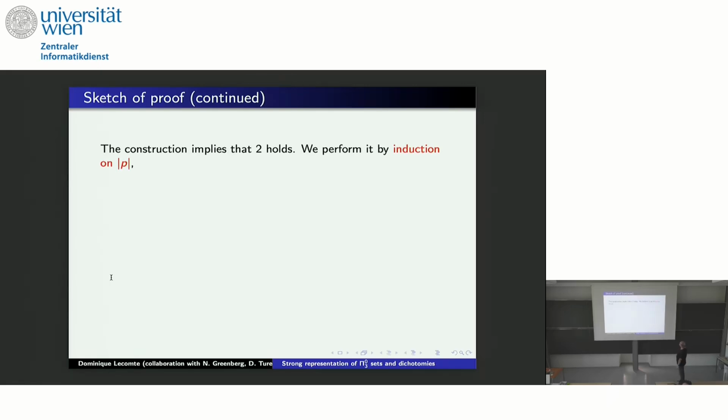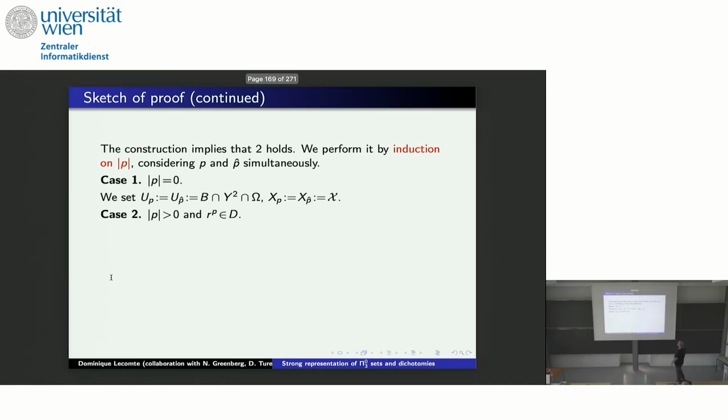This construction is made by induction on the length of pairs. And we always consider simultaneously P and P hat. The first case is easy, when the length of P is 0. We simply take the effectively open sets to be everything, and UP and UP hat are what I explained before, which is non-empty because of what I've said before: the density of omega. This is an easy case.